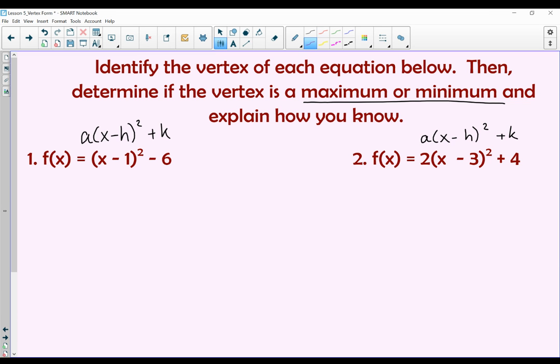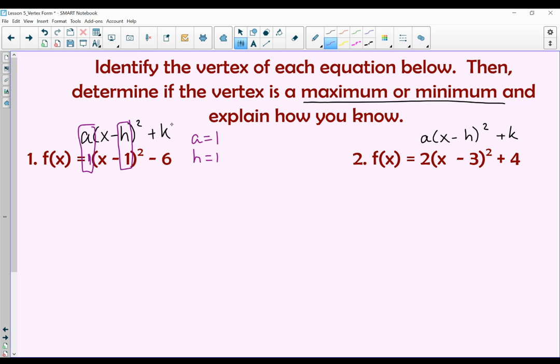So if I'm looking at number 1, A has to be 1 because there's no number here. So I know that it has a coefficient of 1 in front of the x minus 1 squared. So A is 1. Then I see that H is also 1. K is negative 6. So my vertex is 1, negative 6.